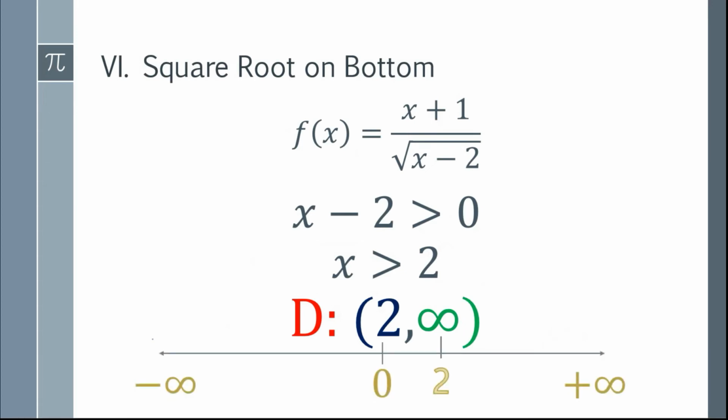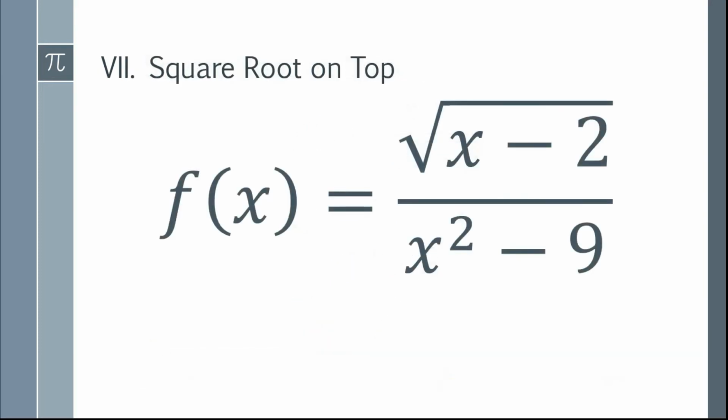So on the number line, circle 2, don't shade it, and extend it to infinity. That's all. How about we have a square root on top?